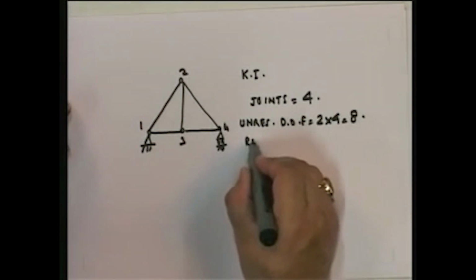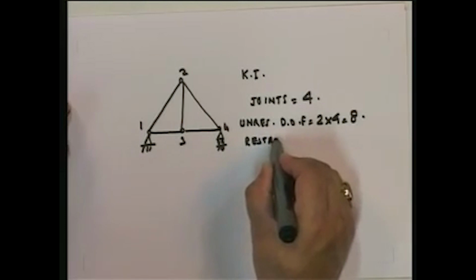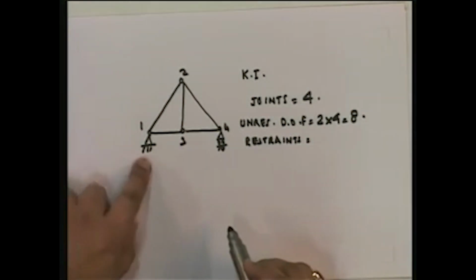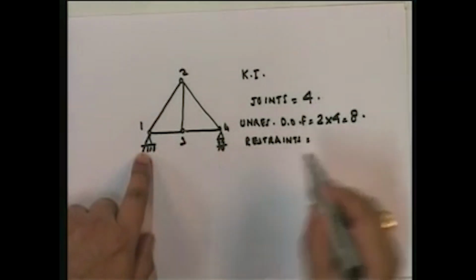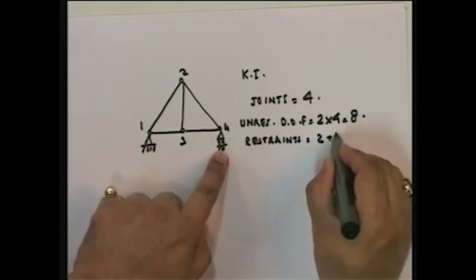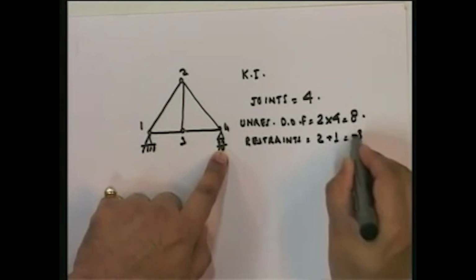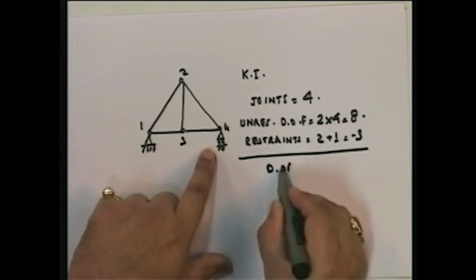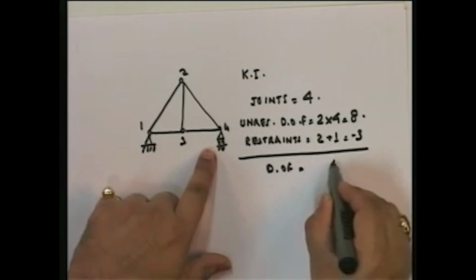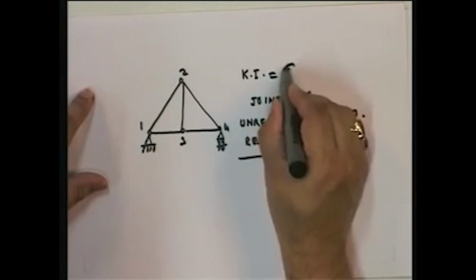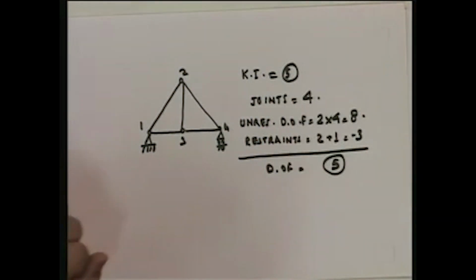Now, we need to find out what the restraints are. Restraints, here 1 hinge support, 2 restraints, 1 roller support, 1 restraint, so 3. So, what is the total actual degrees of freedom? 8 minus 3, that is 5. So, the kinematic indeterminacy is 5 for this structure.